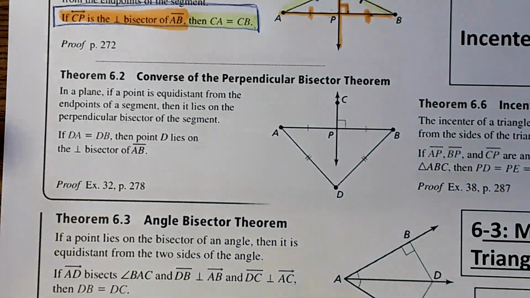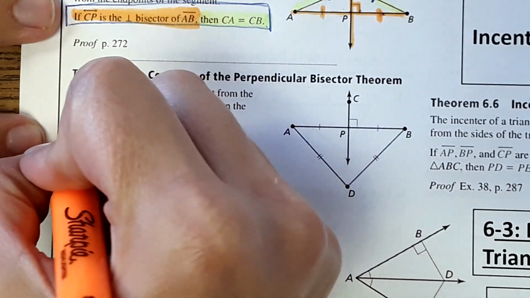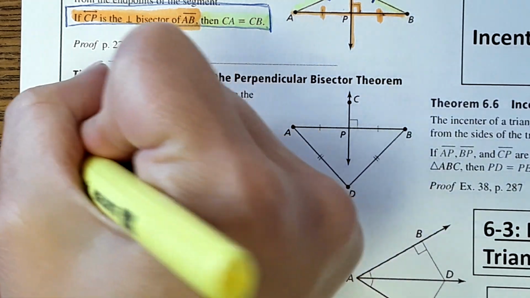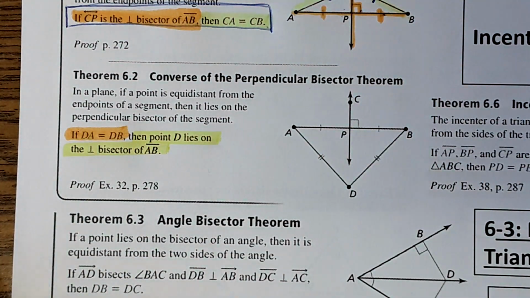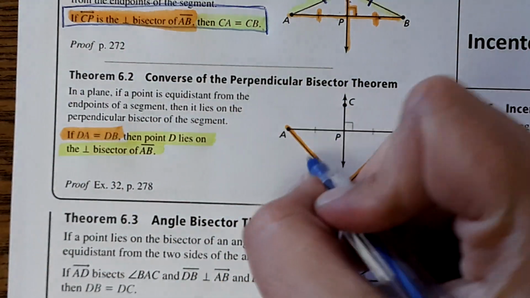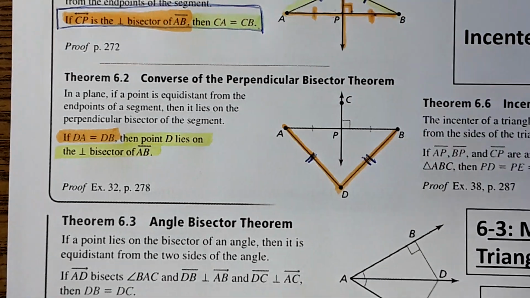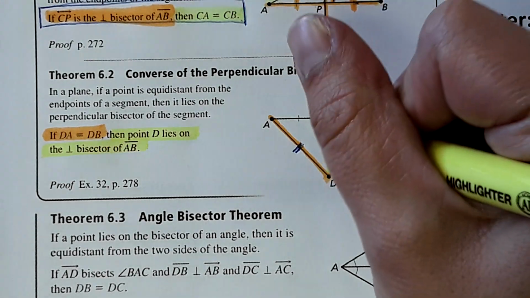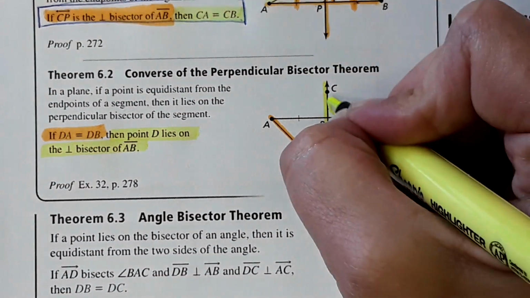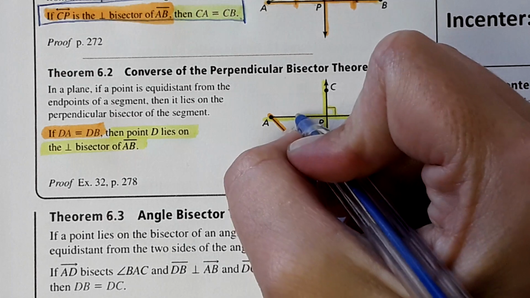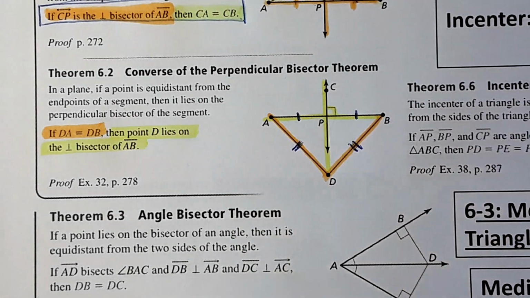Okay, next one is the converse, kind of just the same thing but backwards. So again, the first statement we're going to use orange. It says if DA is equal to DB, then point D lies on the perpendicular bisector of AB. So DA equal to DB. So essentially an isosceles triangle. This is equal to this. Then point D lies on the perpendicular bisector. So if you were to draw an altitude or a height, it would be perpendicular, of course, but it would also bisect this line, essentially giving you two right angles, which will come in handy later on in geometry.